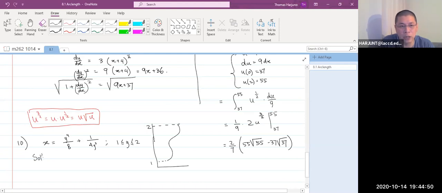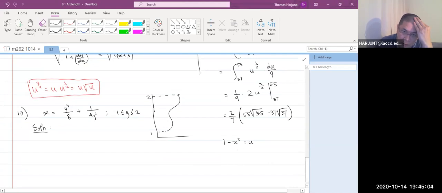Trust me, in your test, when I grade it, I have students using this substitution here: 1 minus x squared equals u. And those students say that x squared equals u minus 1. I don't think so. That's not true.